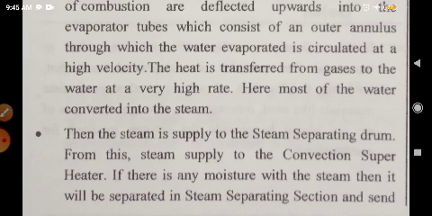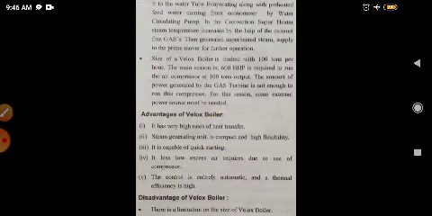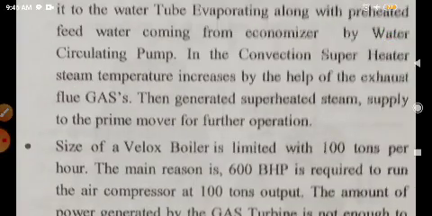Then the steam is supplied to the steam separating drum. From this, steam is supplied to the convection superheater. If there is any moisture with the steam, it will be separated in the steam separating section and sent into the water tube evaporator along with preheated feed water coming from the economizer by the water circulating pump. In the convection superheater, steam temperature increases with the help of exhaust flue gases.